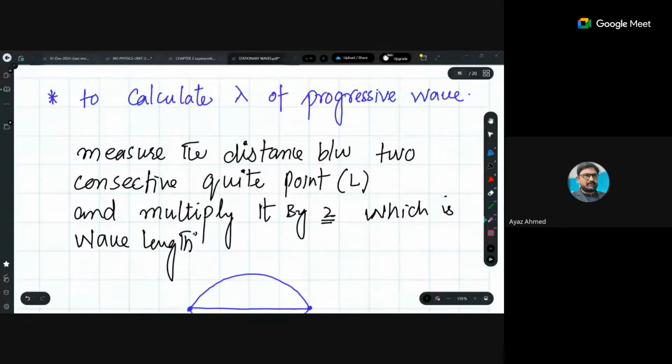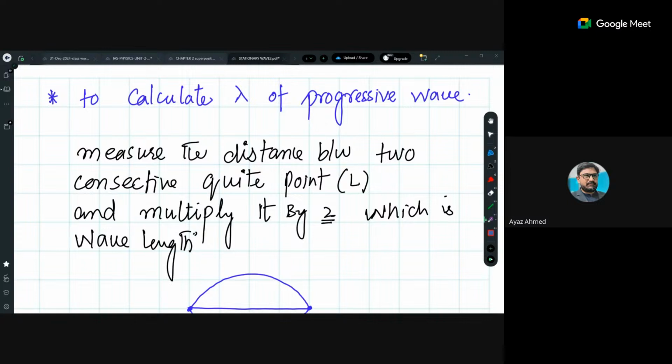So what is the procedure? There are two questions asked in this topic. How to calculate the wavelength of the progressive wave? To calculate the wavelength of the progressive wave, measure the distance between two consecutive quiet points. You got this point? Measure the distance between two consecutive quiet points.